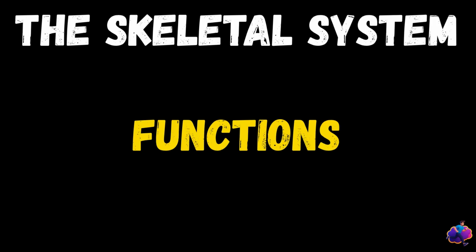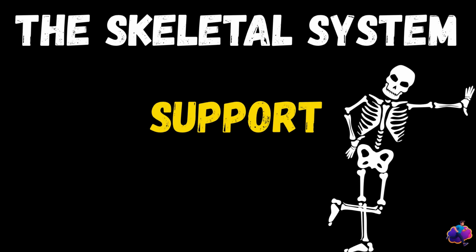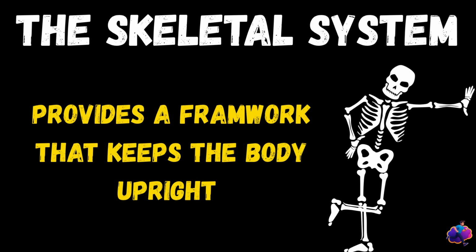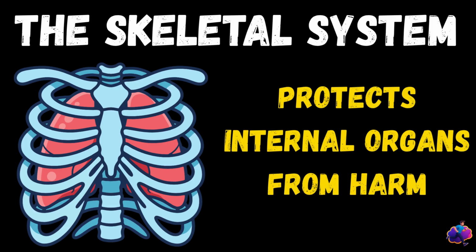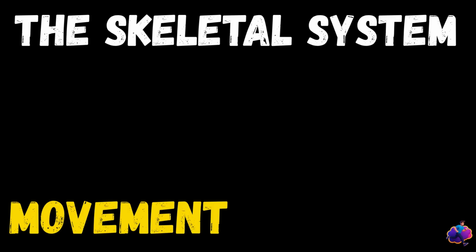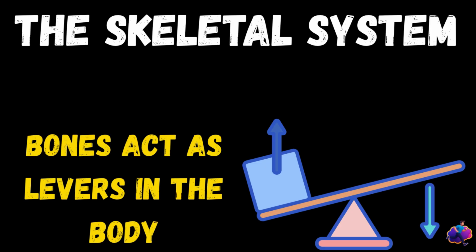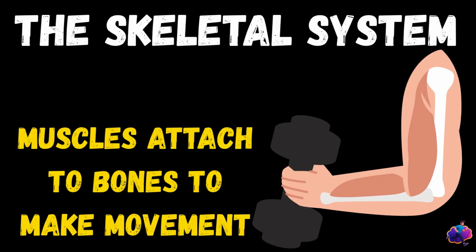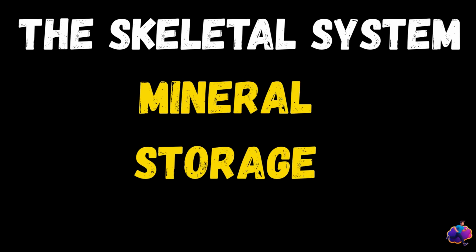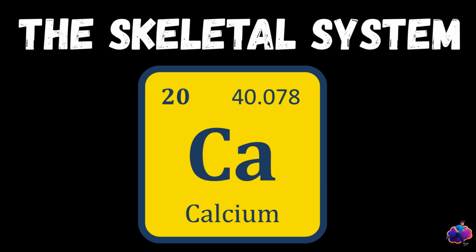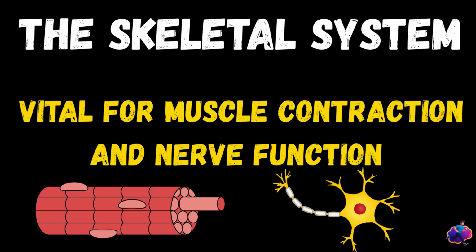The skeletal system performs several key functions, all of which are essential for sport and movement. Firstly, support. The skeleton provides the rigid framework that keeps the body upright and gives it shape. Secondly, protection. Think of how the skull protects the brain or how the rib cage protects the heart and lungs. Third, movement. Bones act as levers. Muscles pull on these levers to create movement. Without bones, muscles would have nothing to attach to. Fourth, mineral storage. Bones store minerals like calcium and phosphorus, which are vital for muscle contraction and nerve function.